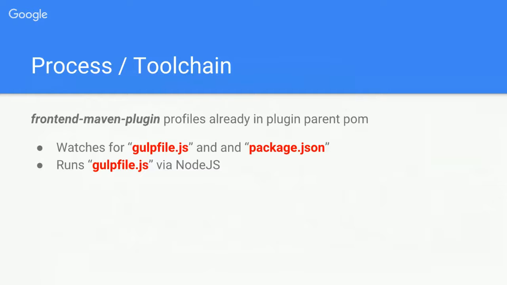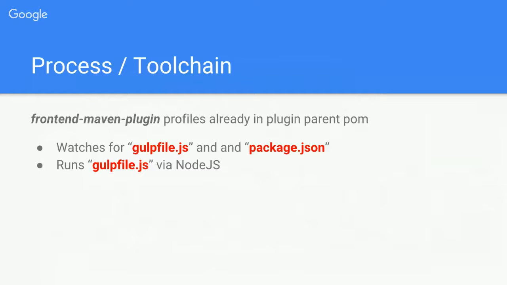You don't need to use this stuff. You don't have to install Node or NPM on your local system. This frontend plugin and the profiles that we've built into the parent POM take care of this for you. So say, for example, if you're checking out a plugin that has this stuff in it, you don't need to install Node or NPM on your local system. This thing takes care of everything. It gets the exact version of Node and NPM that your build requires, and builds your stuff for you.